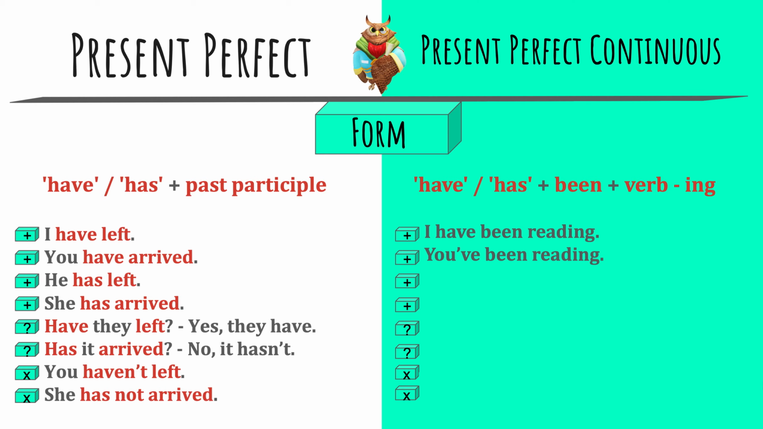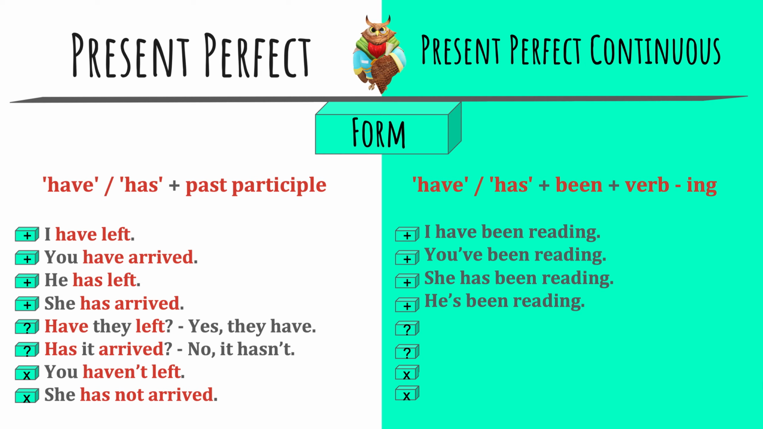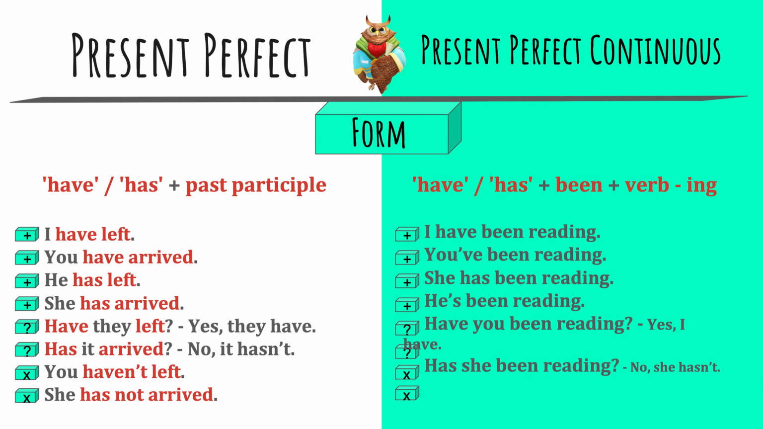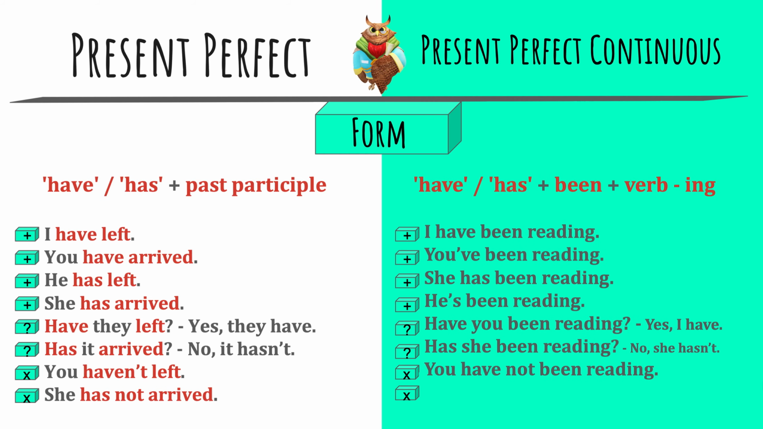You've been reading. That is just the short form of the word have. You've been reading. She has been reading and he's been reading. These all were positive sentences. What about the question? The question looks like, have you been reading? Yes, I have. Again, the word have is at the beginning of the question. Has she been reading? No, she hasn't.